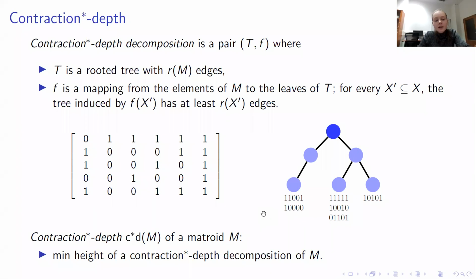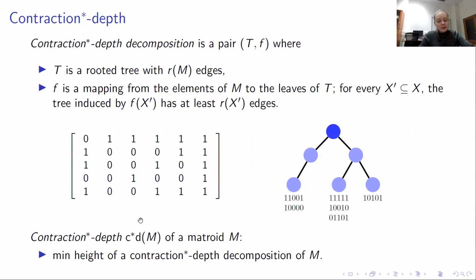Every matroid has a trivial contraction star decomposition, because I could just take a path of length equal to the rank of the matroid, take one end vertex as the root, and map all the elements to the other end by the mapping F. So the contraction star depth is always at most the rank of the matroid. And I will consider the contraction star depth to be the minimal height of a contraction star decomposition.